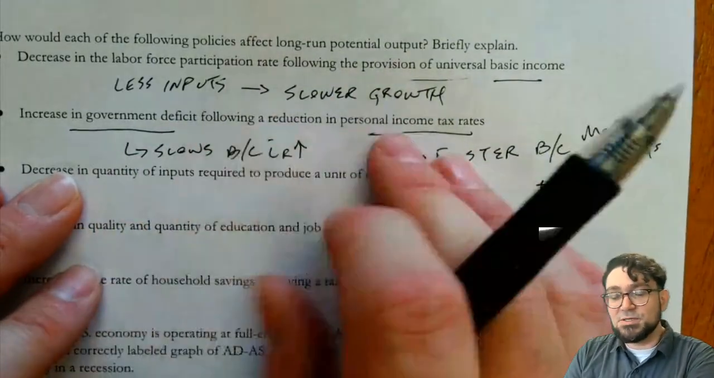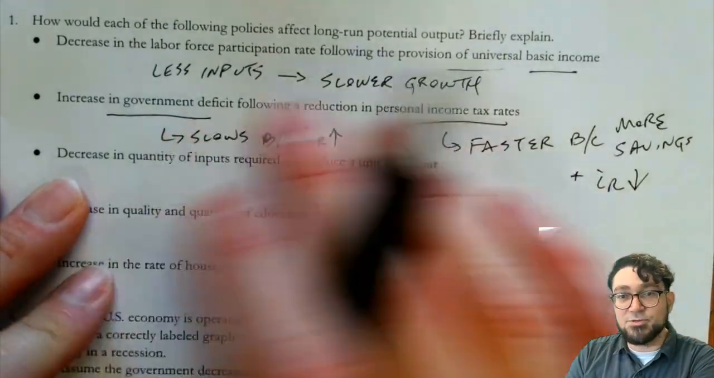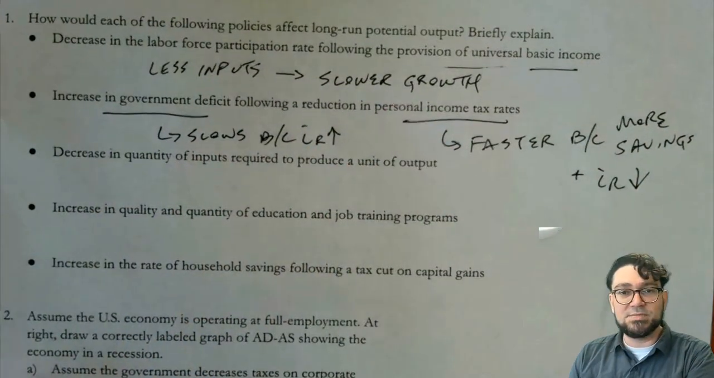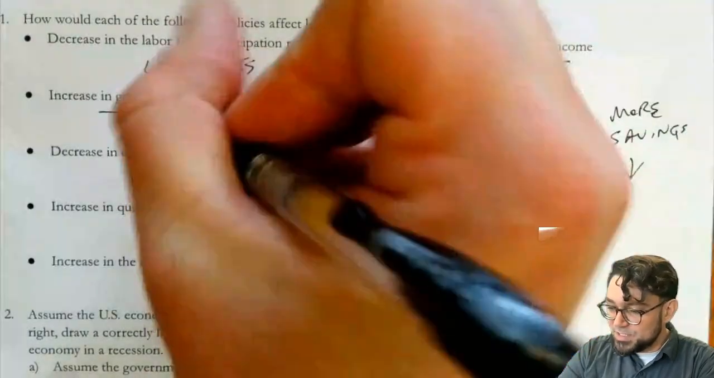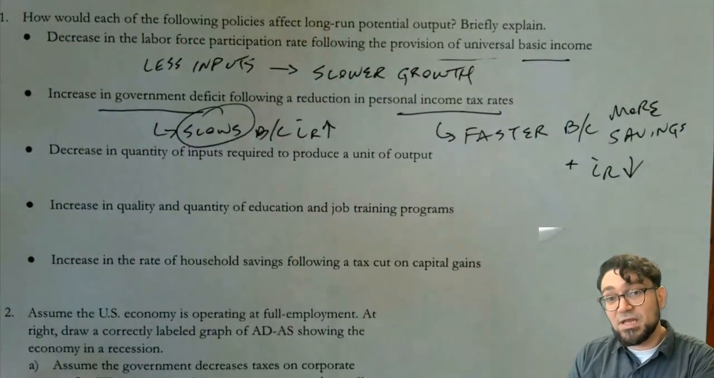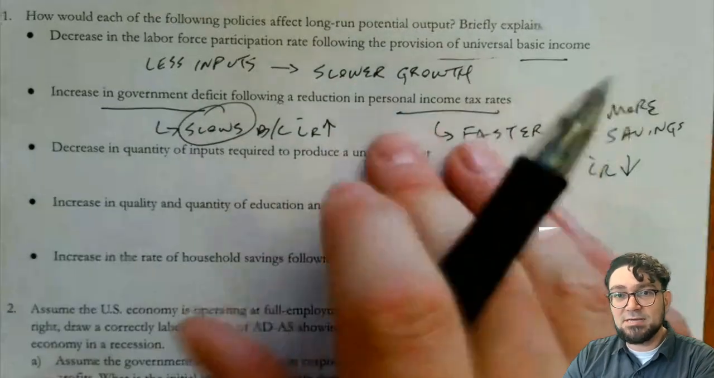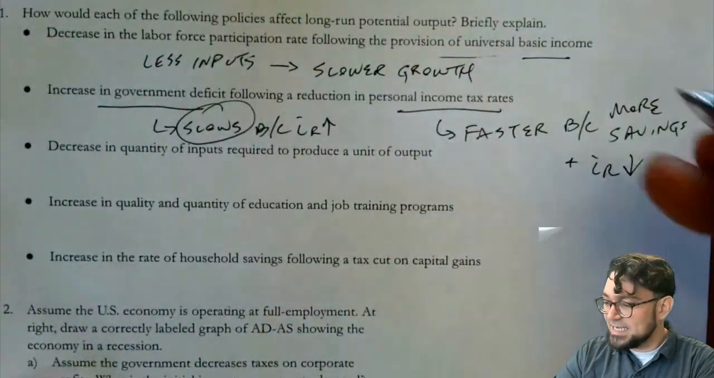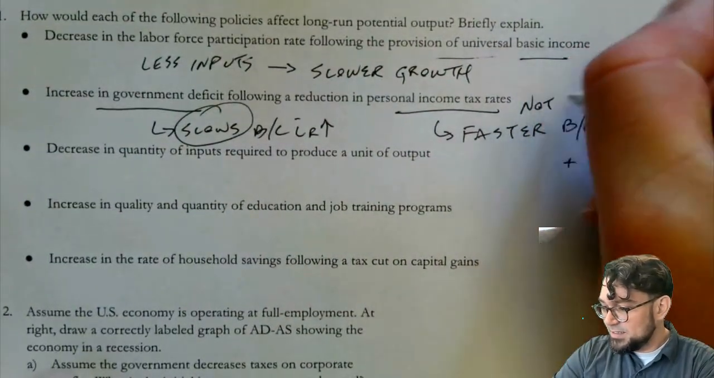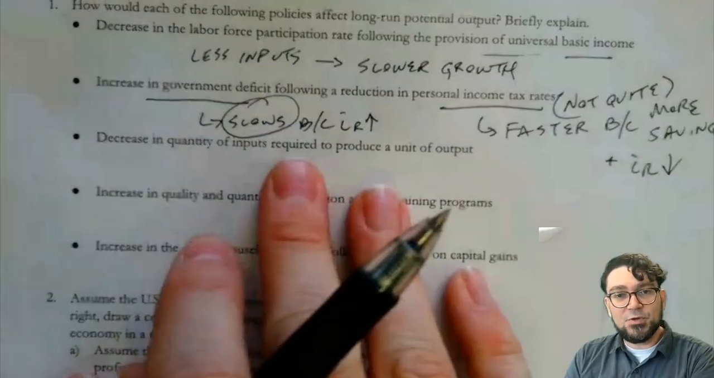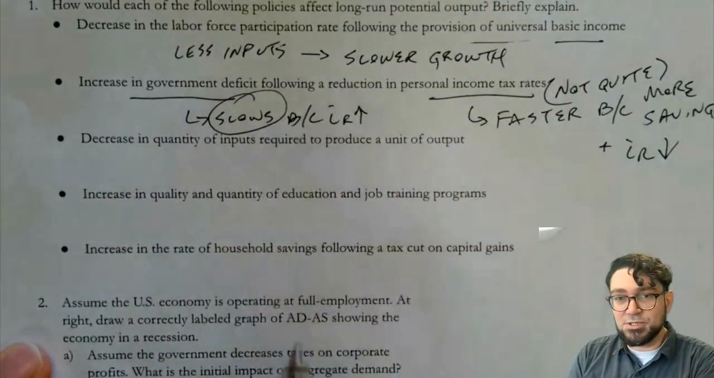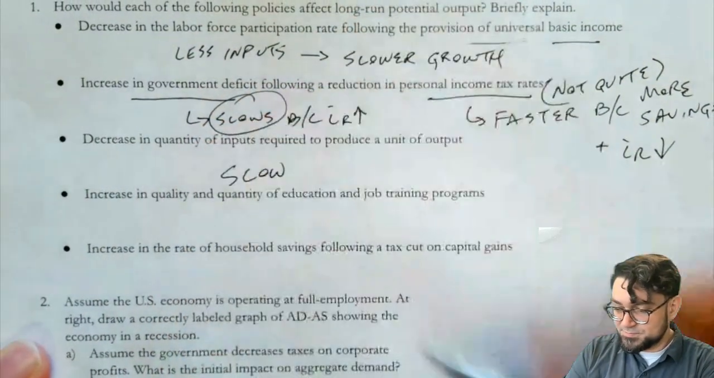A lot of times there's a lot of mixed evidence about just saying, let's reduce personal income tax rates in general, right? That's not usually going to do it. It's probably going to end up slowing more than we're actually doing anything with that. Most of the time, just cutting personal income taxes is not going to do it, right? So probably not quite there. Third one, decrease in quantity of inputs required to produce a unit of output. That's going to clearly slow growth.